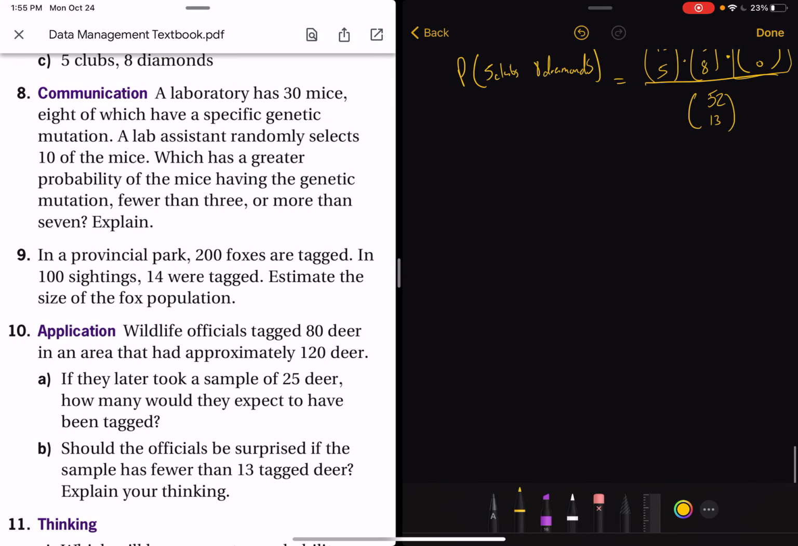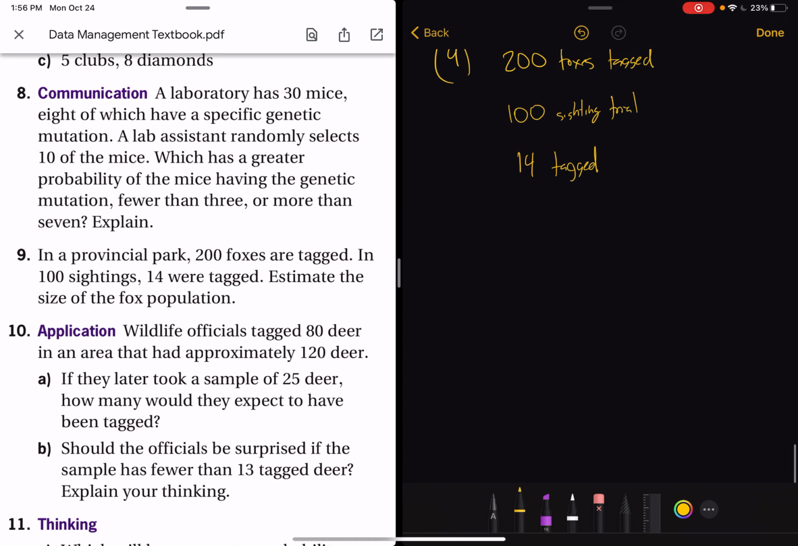All right, so number 9 is actually quite important, so we'll do that too. I was planning on stopping, but this is a good example that I might ask also to test. So 200 foxes tagged. In 100 sightings, and you can think of that as a trial, 14 were tagged. 14 tagged out of 100. Estimate the size of the population.